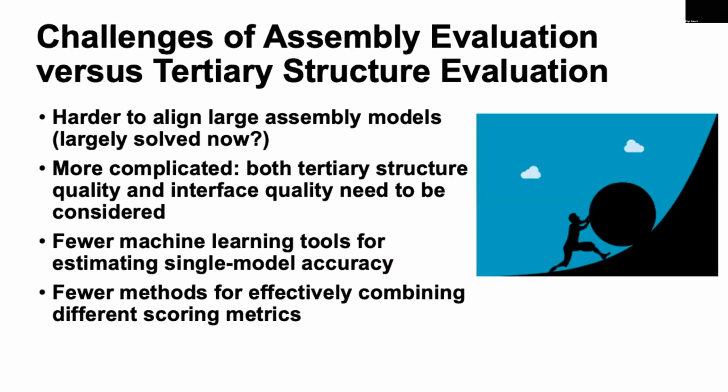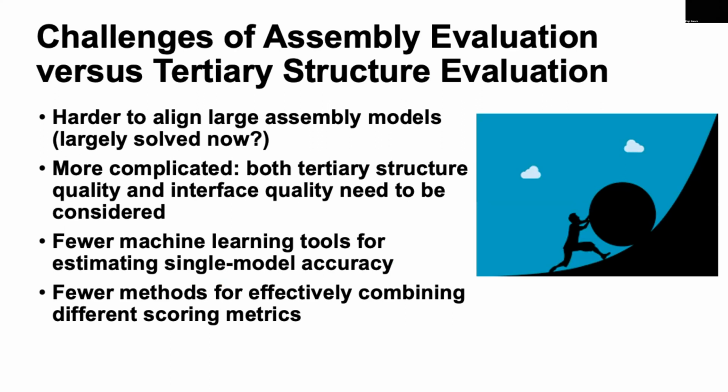With that, now I'd like to summarize the challenges I think we encountered in this CASP experiment. First, we found that it's harder to align very large Multimer models because the chain order matters. Sometimes MMalign produces different similarity scores when you change the order of the chains. As Gabriel said, he figured out a way to generate the optimal mapping, so this problem has been solved by this CASP. Another is that assembly estimation of accuracy is more complicated than tertiary structure evaluation. The reason is that we need to consider both tertiary structure quality and interface quality. Those are two factors that need to be considered. That's different from tertiary structure evaluation.